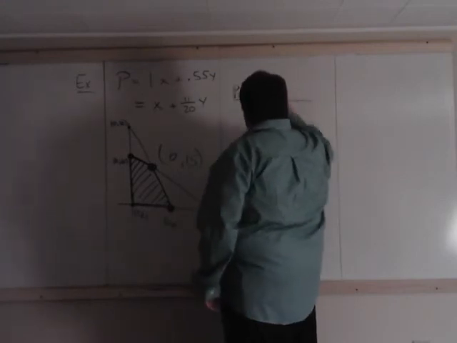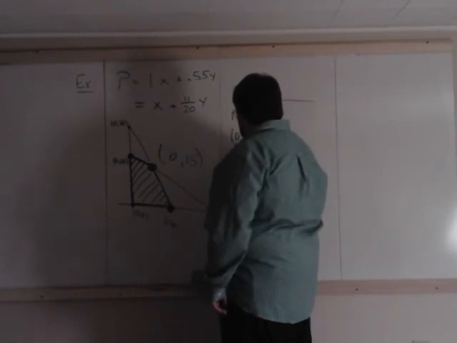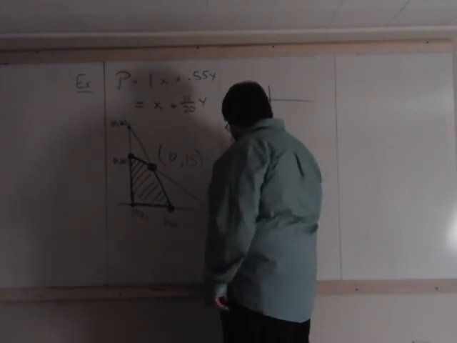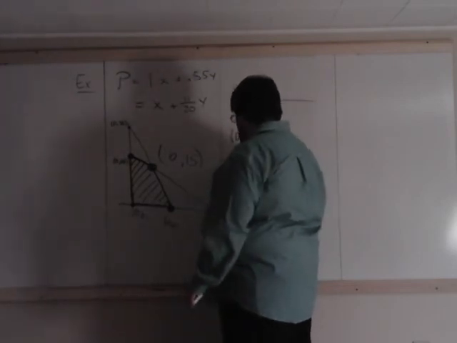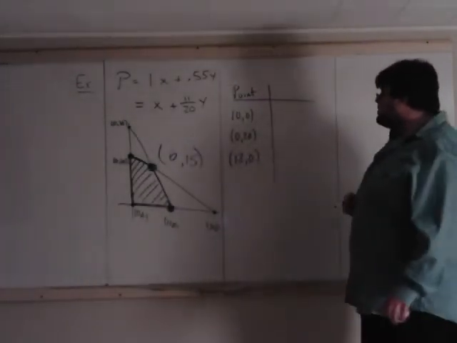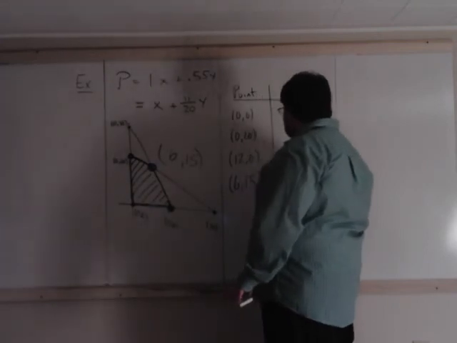So now we apply the corner point principle. The corner point principle says profit is maximized at one of these corner points in the feasible region. So we have the origin point, we have 0, 20, we have 12, 0, and we have this last point, 6, 15.